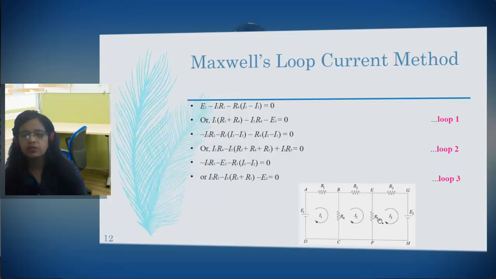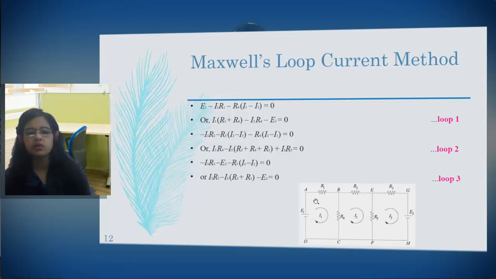Net current will be I3 minus I2 into the resistance, which gives the drop occurring at this particular resistance. So it will be I3 minus I2 into R5 is equal to 0. The summation of all this will be equal to 0, again that is the application of KVL. After solving this, we are getting this equation. So we are getting 3 equations for 3 loops. If we are asked to find out current flowing in any particular resistance, then we can easily solve the 3 equations and find out the current which is required.